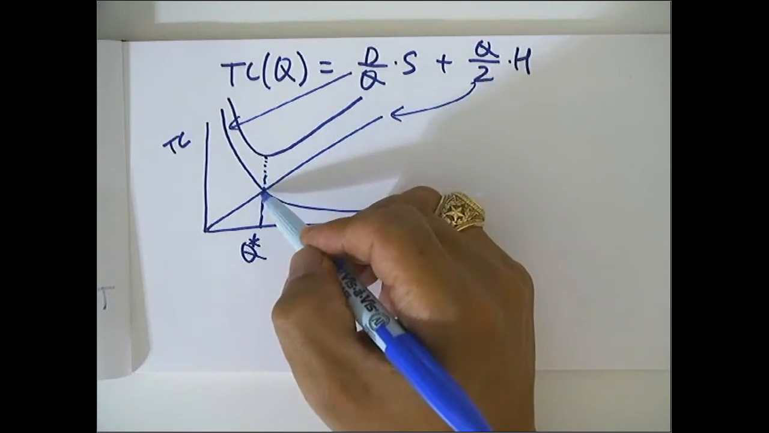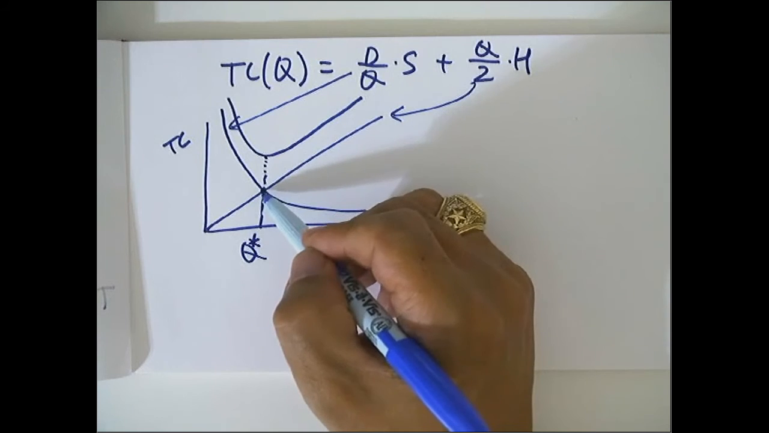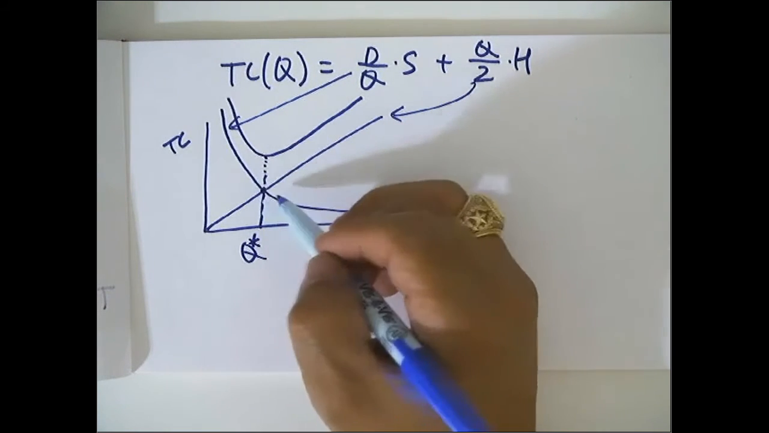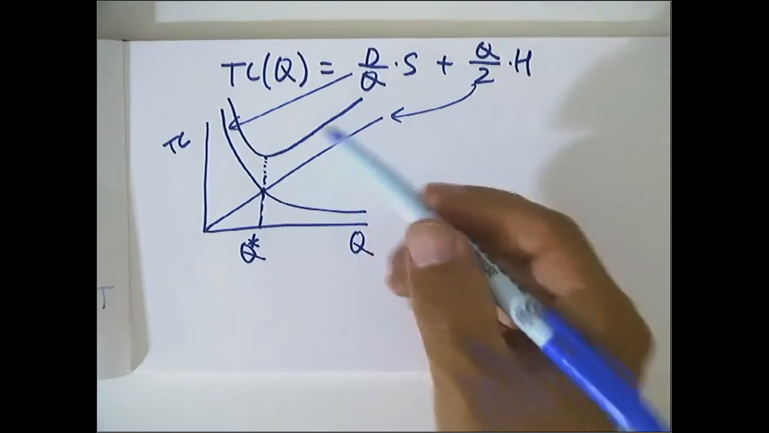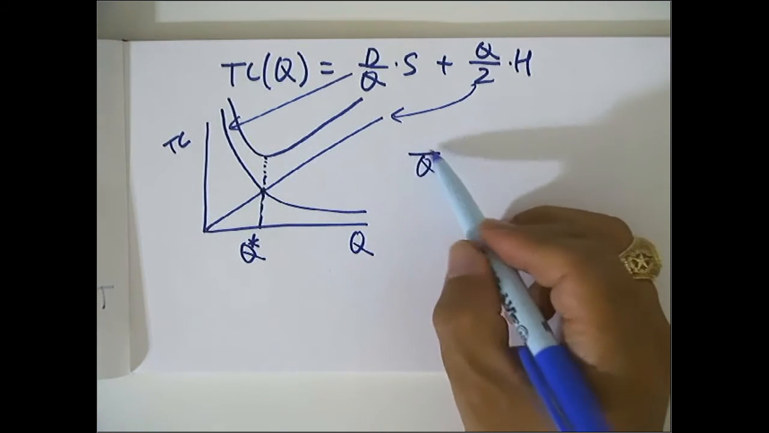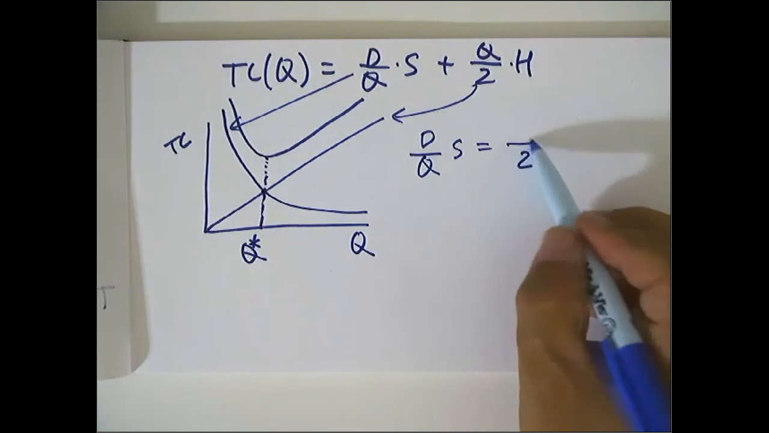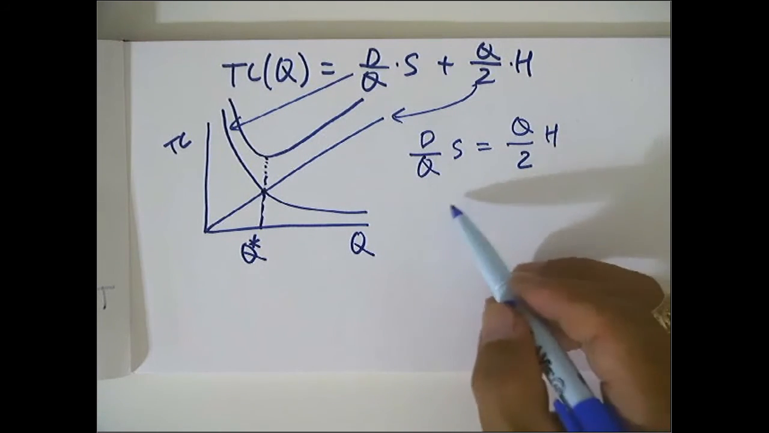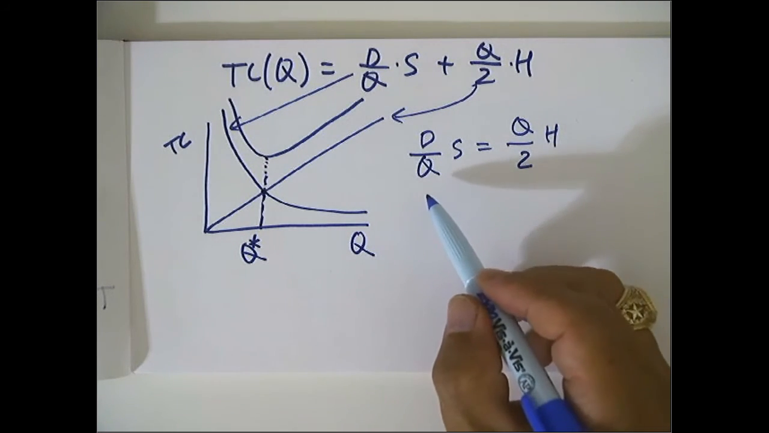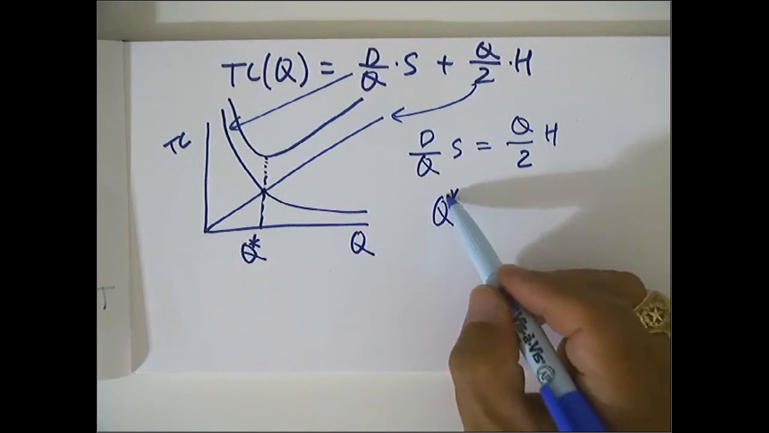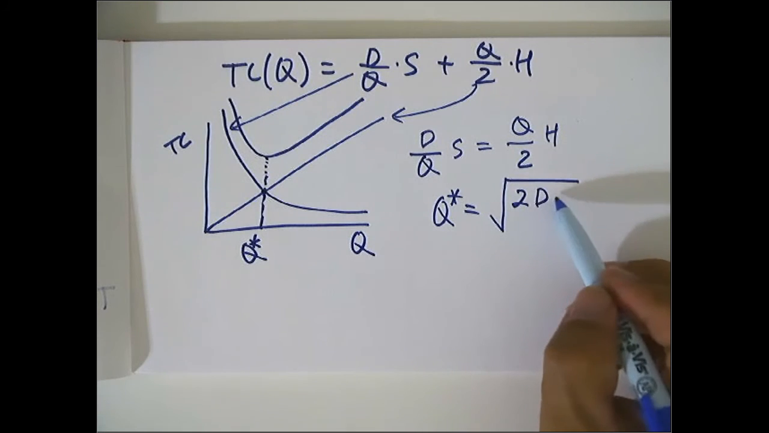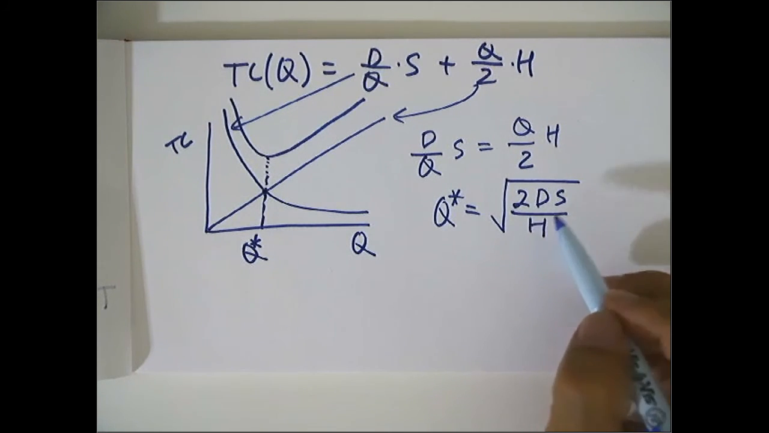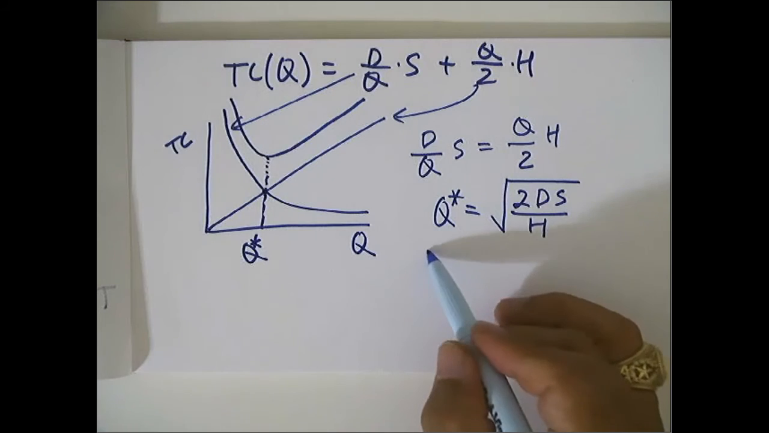The two curves, the line and the decreasing curve, intersect at a certain point. The total cost has its minimum point there. When do you have the minimum point? When D over Q times S is equal to Q over 2 times H. Then you can solve this algebraic equation, and finally Q star will have this square root form: the square root of 2DS divided by H. So this is our economic order quantity.